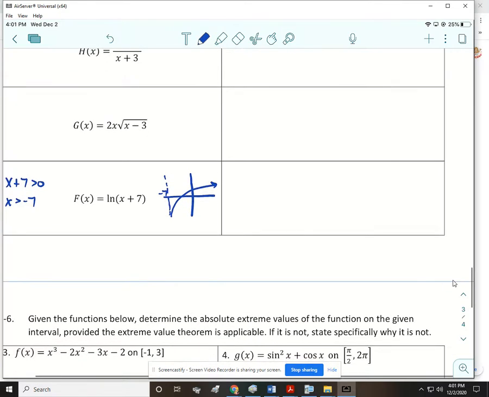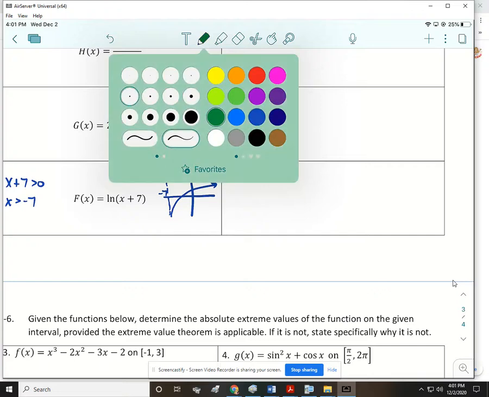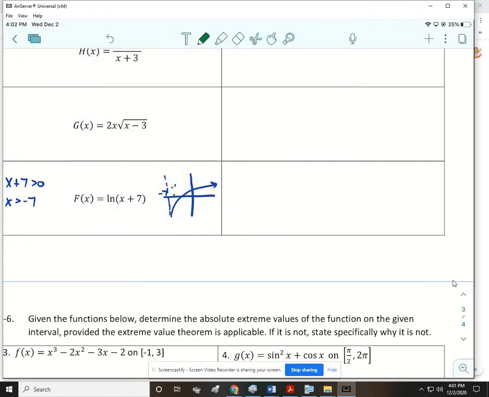So negative 5 is right here. And then 0 obviously is right here. So it looks like we're in good shape from negative 5 to 0. There aren't any vertical asymptotes or holes in the graph there. So the function is continuous on that interval.